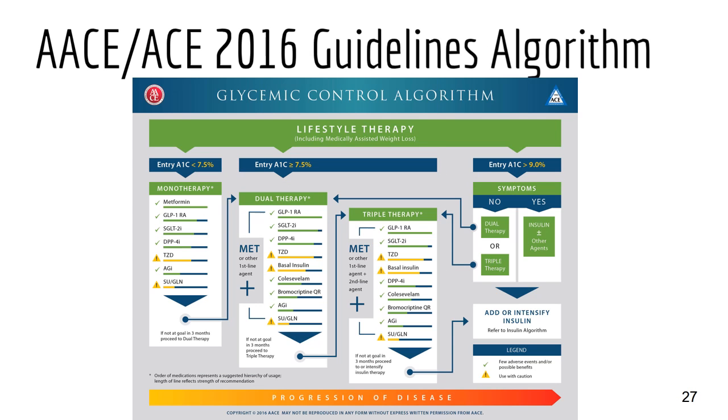And then this last algorithm is also very helpful. It's the AACE/ACE 2016 guidelines algorithm. This one is very helpful because it gives us a hierarchy of drugs to use. So as you can see, if you're looking at the dual therapy section, after you've of course had metformin first line, it gives you that recommendation of the GLP-1 receptor agonist being an awesome addition for the dual therapy, above the SGLT2, which would be above the DPP4s, etc.